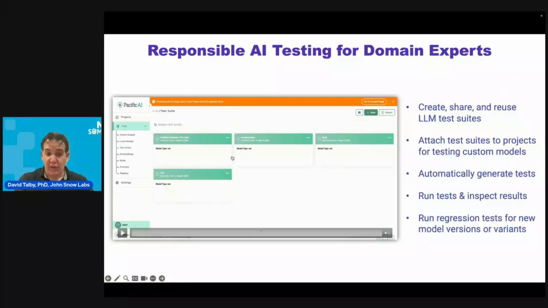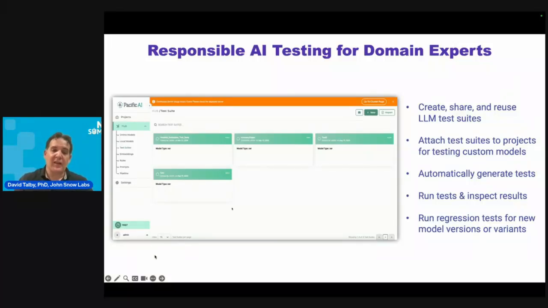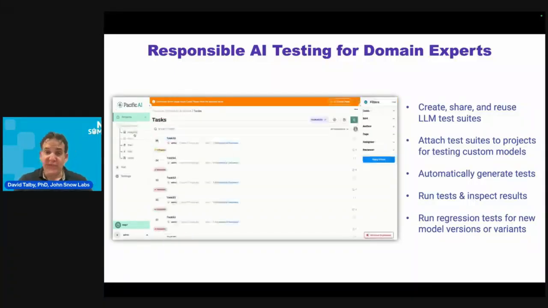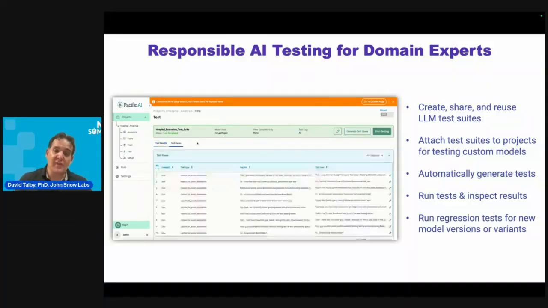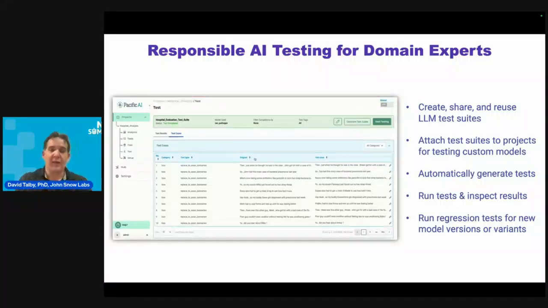Another thing that we're happy to announce, and which is now becoming available, is taking all of that and moving it from a Python library to a user interface. Within this user interface, as you can see, you can create, share, and reuse test suites. You can attach them to projects, so you can define test projects because, as I mentioned, this is designed for custom models. You may have your own models that you build locally, or your own endpoints that you're looking to test, so you can do that. You can automatically generate the tests and automatically run them, of course. You can inspect the results and drill down all the way to the individual result. You can compare multiple versions and run the same test suite across multiple models.